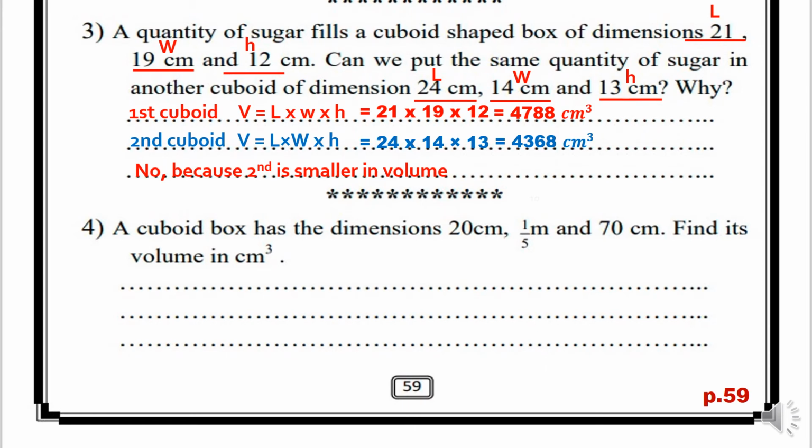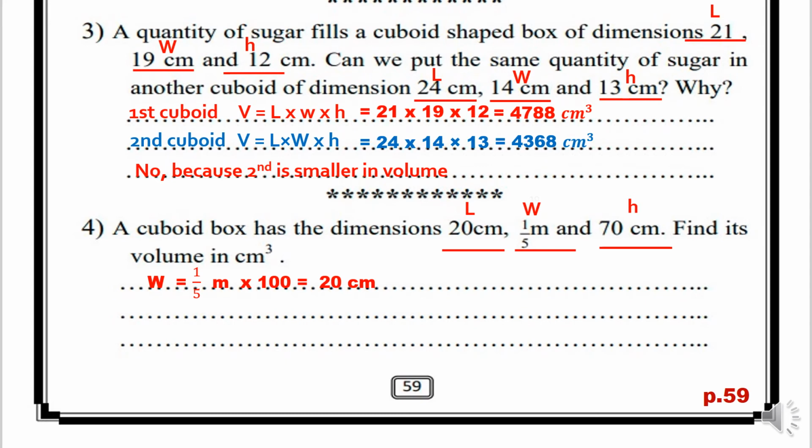In number 4, a cuboid box has the dimensions 20 centimeter, 1/5 meter, and 70 centimeter. Find its volume in centimeter cube. So I have here the dimensions 20 centimeter, this is the length, 1/5 meter, this is the width, and 70 centimeter, this is the height. You have to realize here that the length and the height are in centimeters, but the width is in meters. So I have to change the meter into centimeter. To change from meter to centimeter, I have to multiply by 100. So 1/5 meter times 100 equals 20 centimeters.